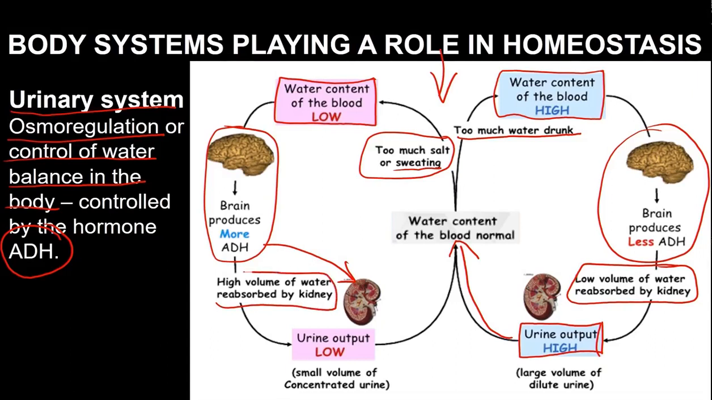It makes the kidney reabsorb lots of water, so that when you urinate, you don't produce a lot of urine, so it's a small volume, and the urine is very, very concentrated. And because you are now not losing any water, and you're probably drinking water, that puts the water content of the blood back to normal. What I've just explained to you is the negative feedback method that your body uses to maintain the level of water in your blood.